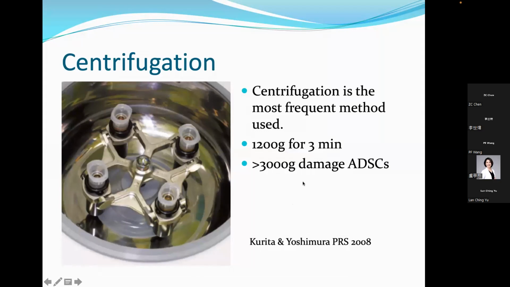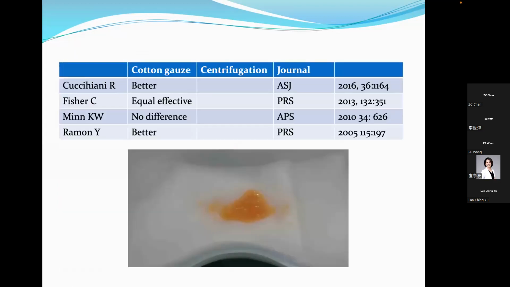Centrifugation is still the most frequently used method, the so-called gold standard. Yoshimura published this paper: 1,200 G for 3 minutes. We have the new centrifuge. Before, we used RPM, but right now we use G, and the new centrifuge displays G, so we just have to set 1,200 G for 3 minutes for better ADSC survival.